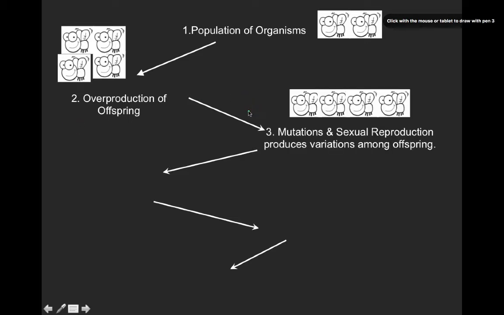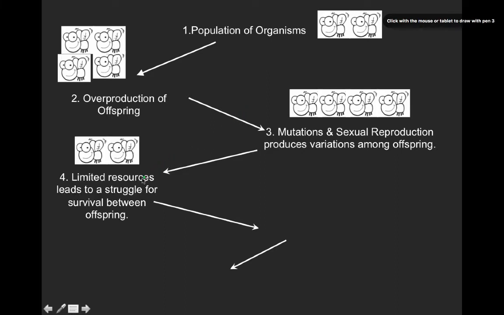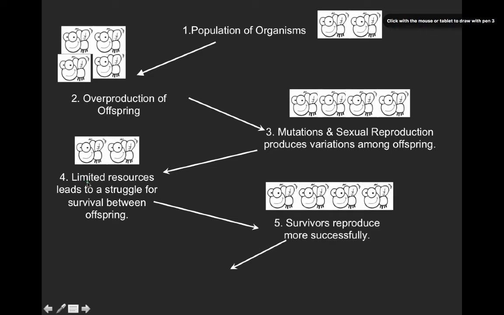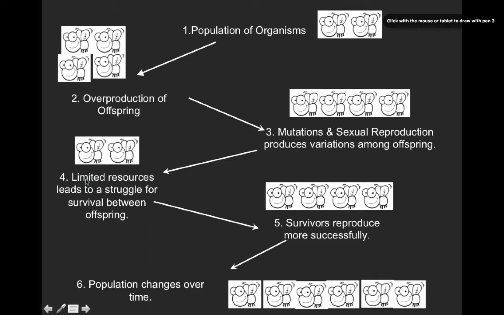Here we have mutations and sexual reproduction producing variations among the offspring. Limited resources lead to a struggle for survival between our offspring. So there's not enough resources to go around. Some are going to live and some are going to die. And survivors are going to reproduce more successfully. And over a very long period of time, the population changes.